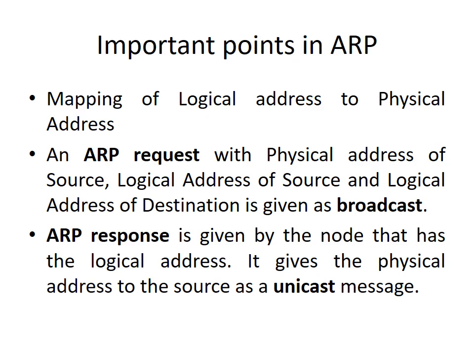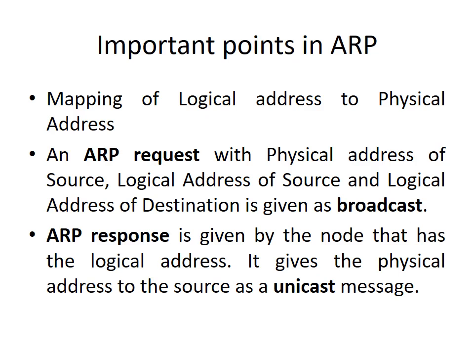The ARP request contains the physical address of the source as well as the logical address of the source. So both the IP and MAC address of the source should be included in the ARP request. One more thing included in the ARP request is the logical address of the destination, that means the IP address of the destination, which we deliver as a broadcast. For the ARP request, it is a broadcast message, so it will be available to all the interconnected nodes.